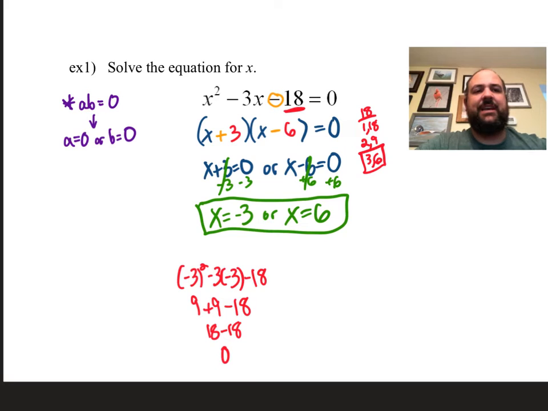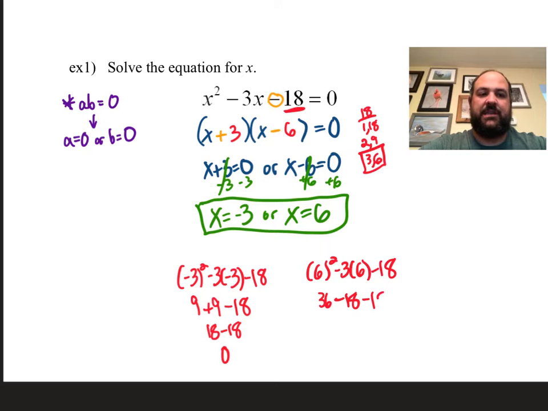And if I tried the 6, if I take 6 squared minus 3 times 6 minus 18, again, I'm going to get 36 minus 18 minus 18. 36 minus 18 is 18. 18 minus 18 is 0. So both of these checks show that negative 3 and 6 are my solutions. And that's how we're going to go about solving these equations that have an x squared term. We're going to use the zero product property, and we're going to use our factoring skills to help us. Let's lay out the actual process here on the next slide.